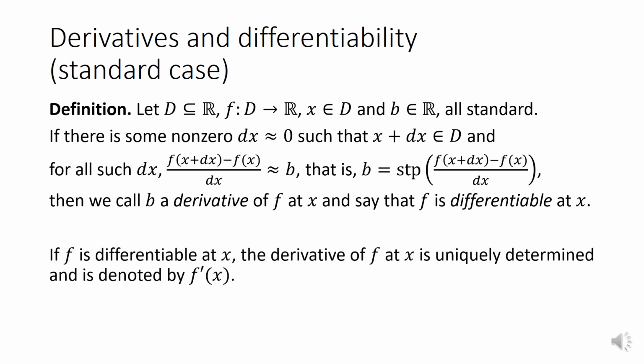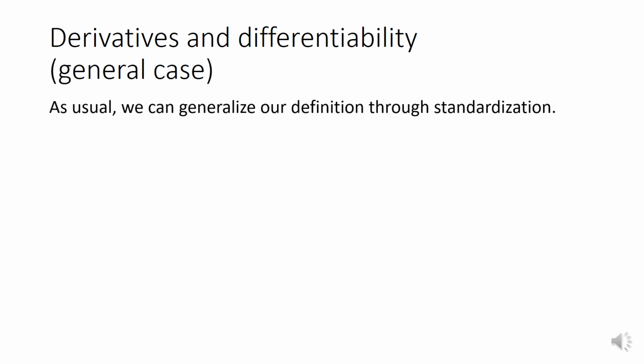If f is differentiable at x, the derivative of f at x is uniquely determined, and is denoted by f prime of x. The uniqueness follows from the fact that two standard numbers that are infinitely close must be equal. As usual, we can generalize our definition through standardization, a concept we introduced in Lesson 2 and have already applied in the cases of continuity and uniform continuity.